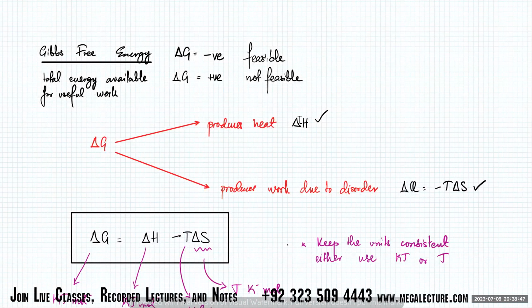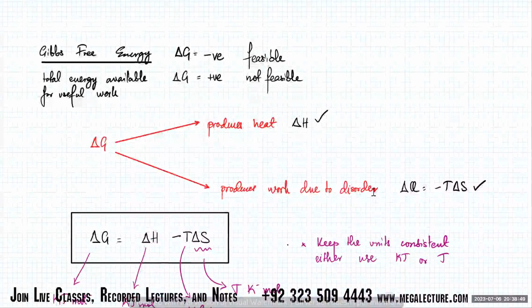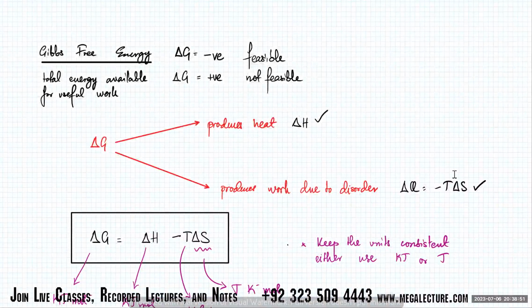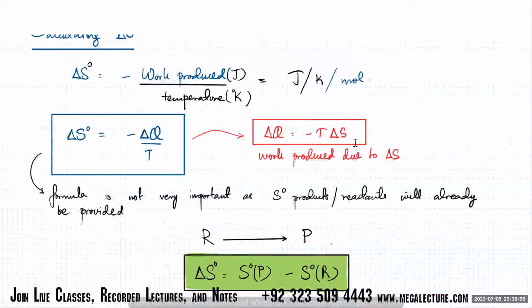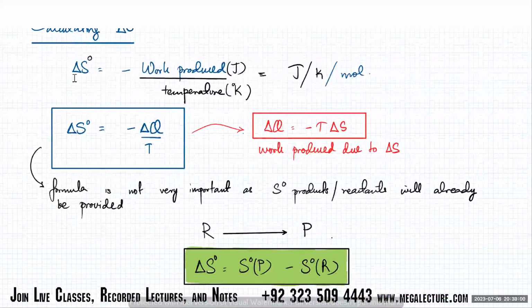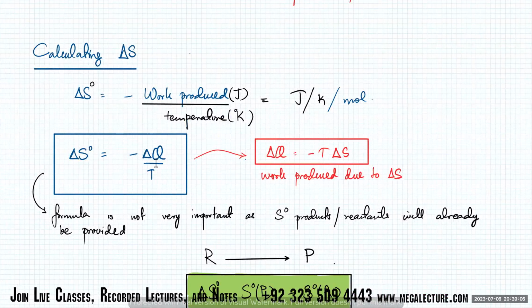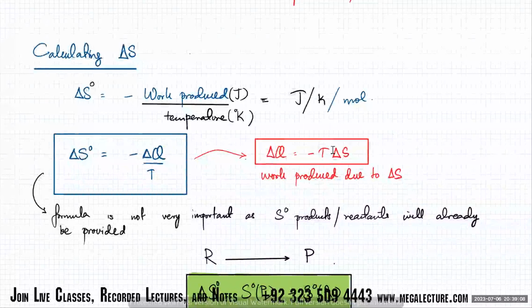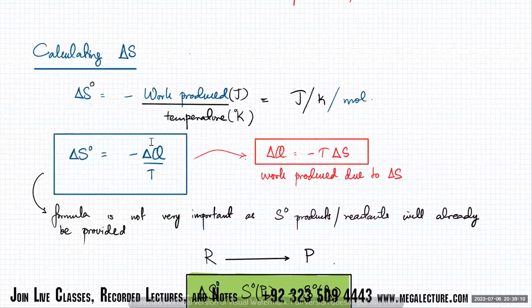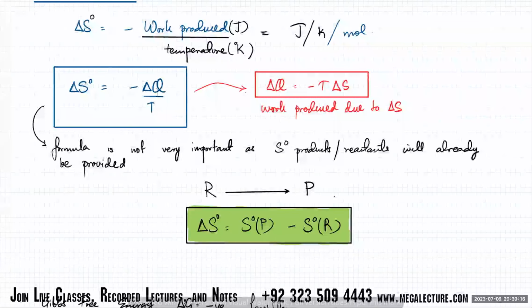Heat क्या होती है? That's enthalpy change. Work that is produced due to disorder is basically entropy multiplied by temperature. ये हमने we figured out this formula early on. जब हमने I told you entropy change was what? Entropy change was the work that is produced at a particular temperature. So the work that gets produced is basically minus T times delta S. If I rearrange everything, work produced at a particular temperature, so T multiplied by delta S is the work produced.